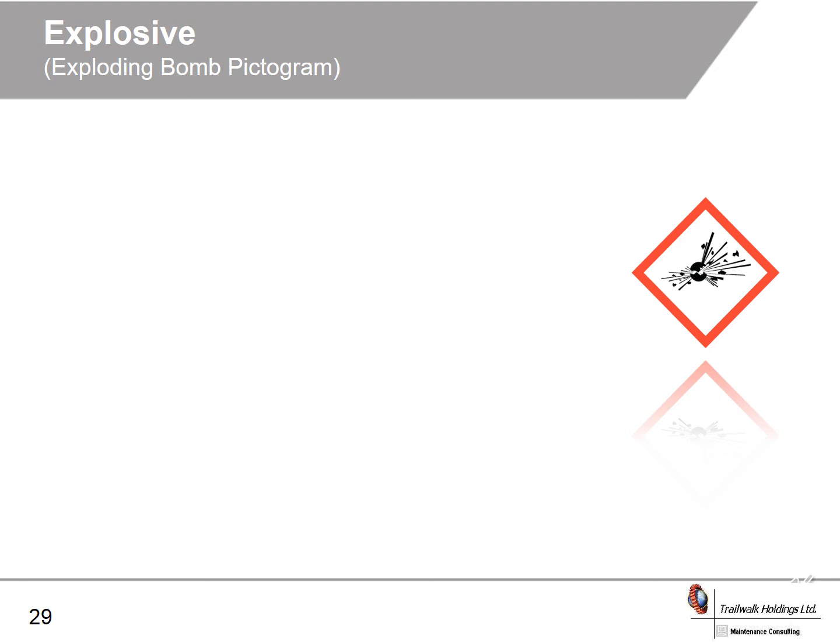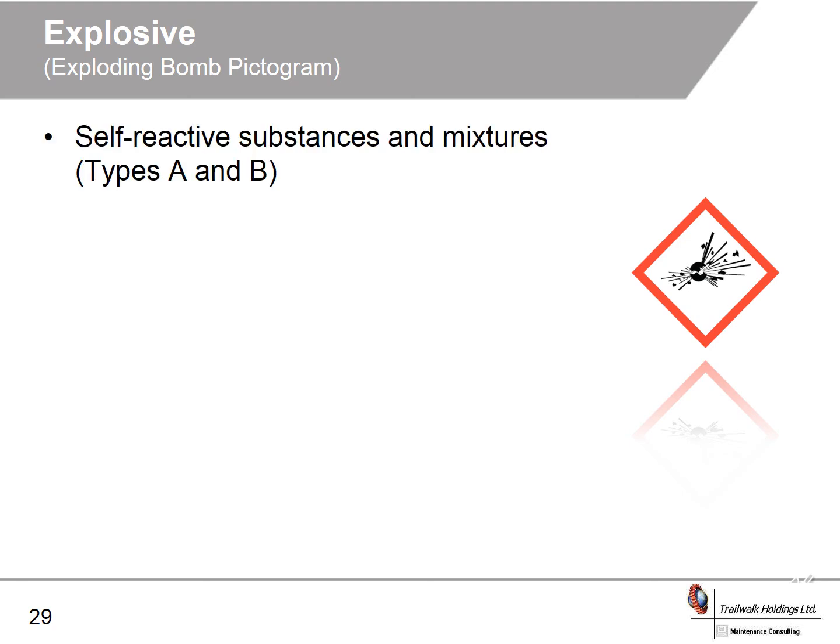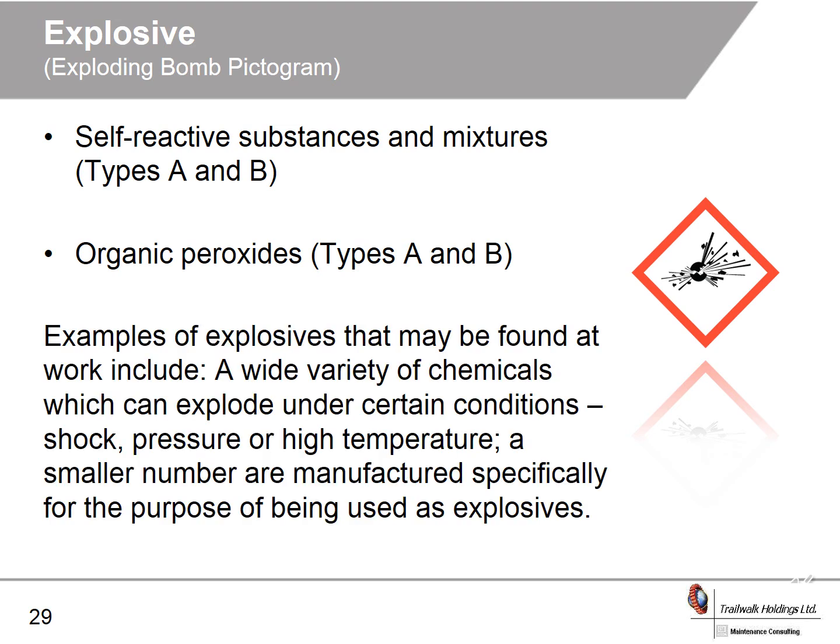The explosive pictogram identifies self-reactive substances and mixtures, type A and B. Organic peroxides, type A and B. Examples of explosives that may be found at work include a wide variety of chemicals which can explode under certain conditions: shock, pressure, or high temperature. A small number are manufactured especially for the purpose of being used as explosives.